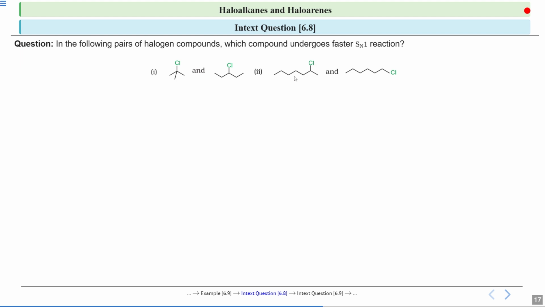And in the second pair, we have a first structure where chlorine is attached to a carbon, which is attached to 2 other carbons. One is CH3, another is CH2. And in the second structure, the chlorine is attached to a carbon, which is attached to only 1 other carbon. So you have been given these 2 pairs of halogen compounds, and you have to identify which will undergo the faster SN1 reaction. You have been given some time, try to analyze this question, and then we will see the correct answer.